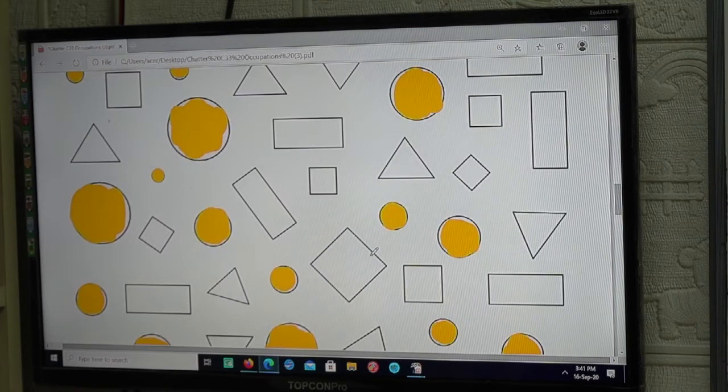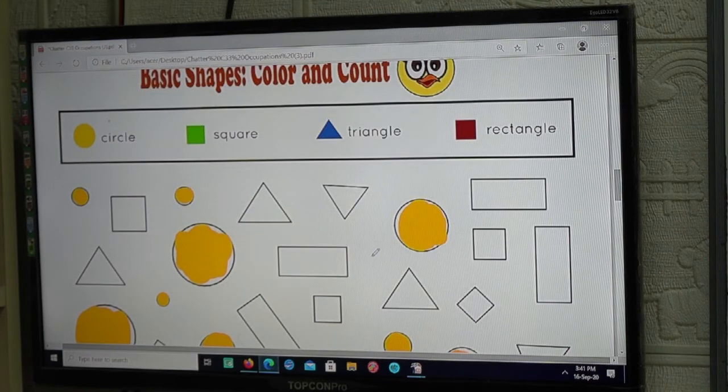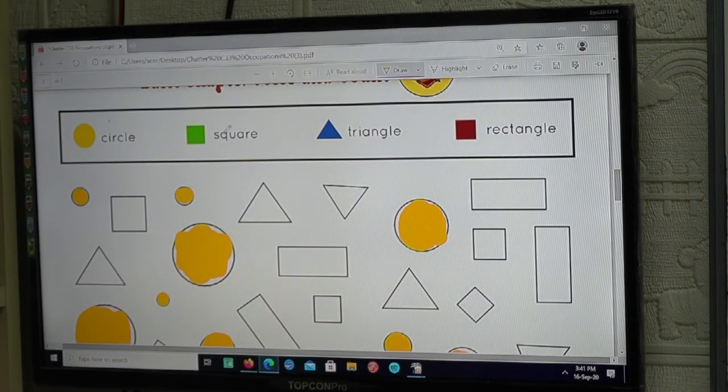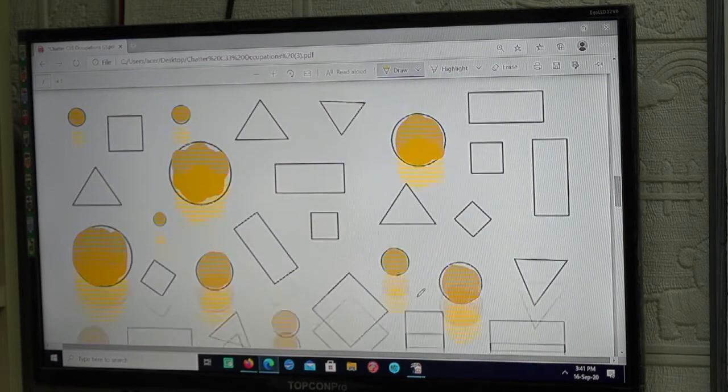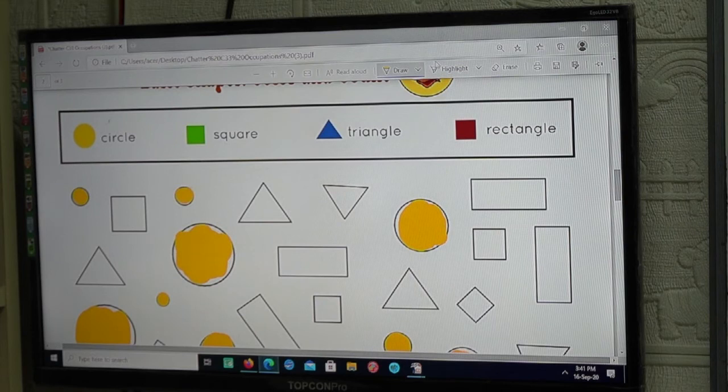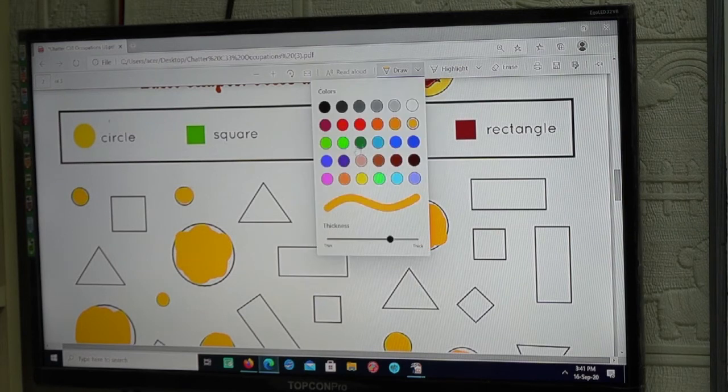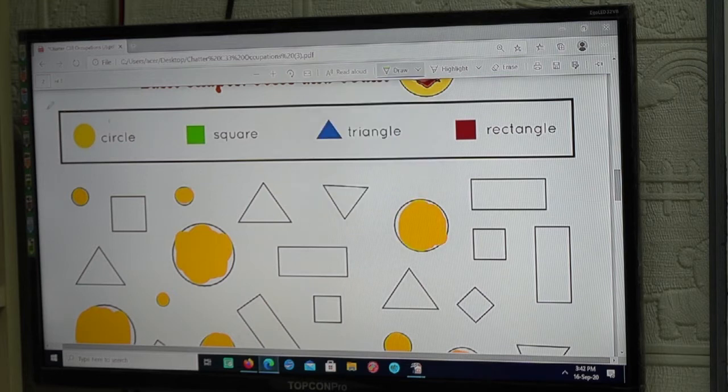The following shape is, what shape is it? We call it a square. Good, square. What color shall we color the squares? We should color them green. So take out your green color and color all of the squares green.